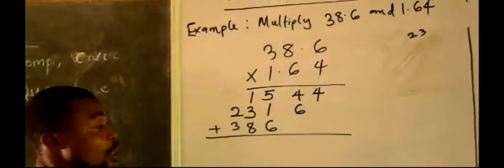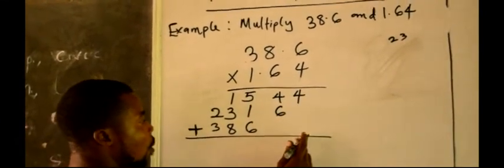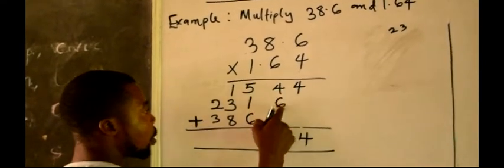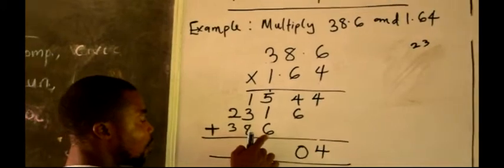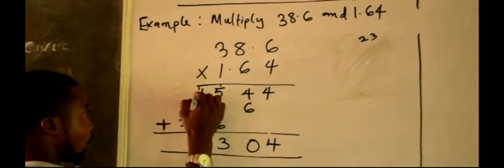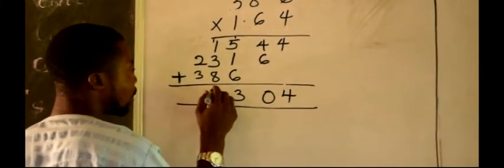3. We will now add 4. We have 4 here. 4 plus 6, it is 10. We keep 1. 1 plus 5, 6 plus 1, 7. 7 plus 6 will give us 13. Keep 1. 1 plus 1, 2 plus 3, that is 5. 5 plus 8, that is 13. 1 plus 2, 3. 3 plus 3, that is 6.